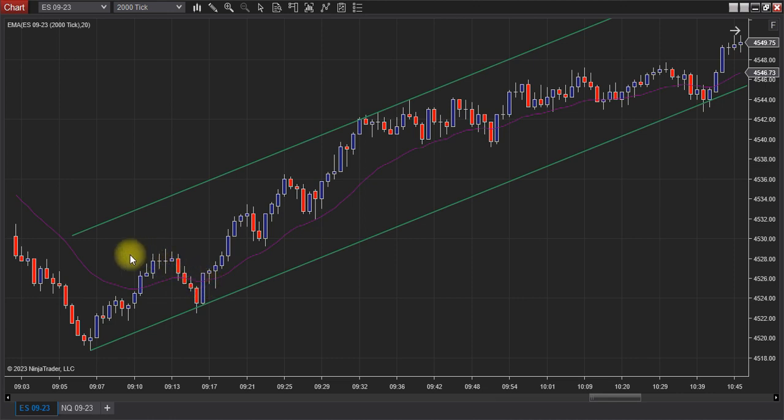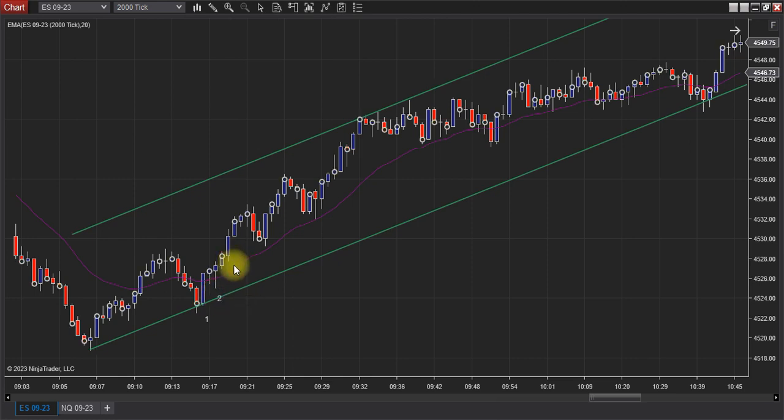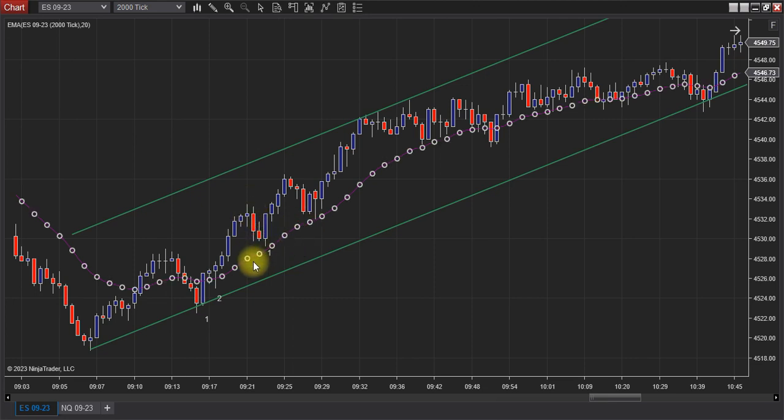Let's start counting entries real quick. Push down, push up, creating a first entry. Bull bar pushing down. Once it pushes back up, it creates a second entry. Second entry long here. Not a bad little entry. We have a pullback. We have a first entry off the 20 EMA. Another pullback. First entry off the 20 EMA.